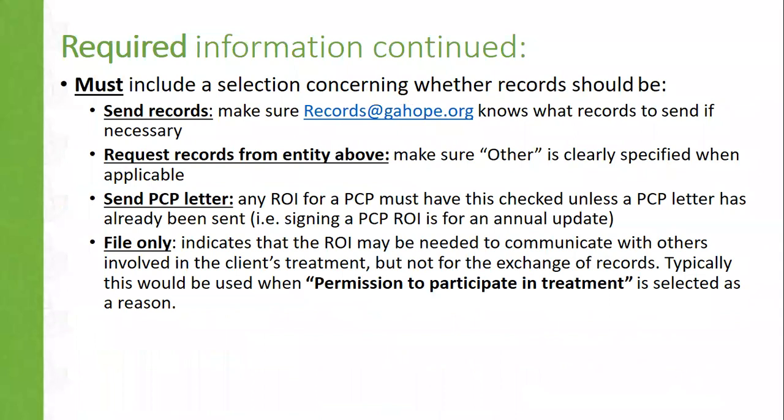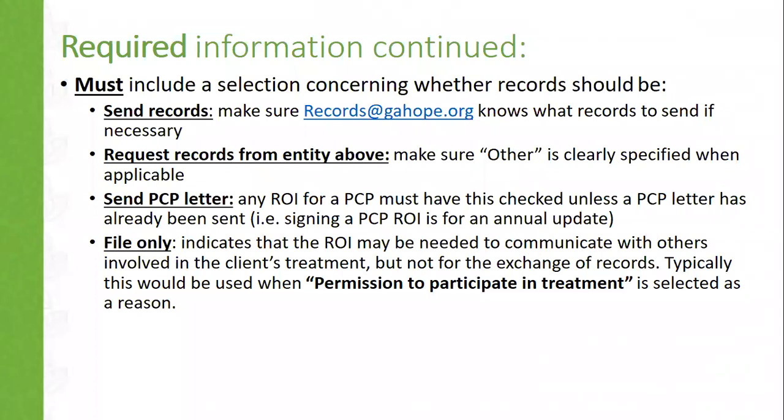Now, some other pieces of information that we haven't hit on yet. This just explains what those boxes are and goes into a little more detail in the for Georgia Hope use only section. So the options: send records request, send PCP letter, and file only.